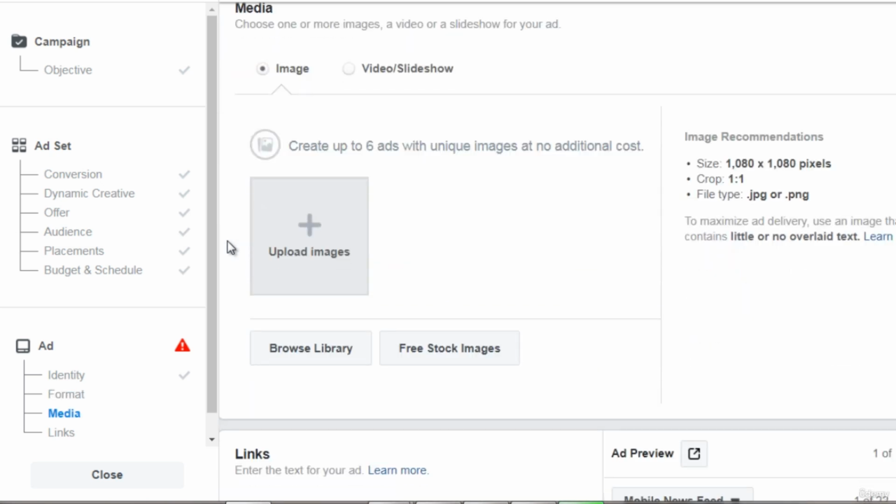So you have the opportunity to choose an image or a video. Now, like I said, if you did choose the dynamic creative, then it will give you the opportunity to add multiple ads or multiple images or multiple videos. So you can upload the image that you have access to, or you can select free stock images.